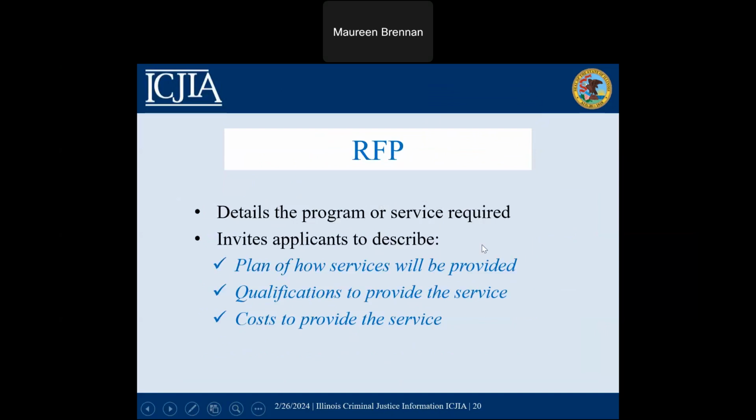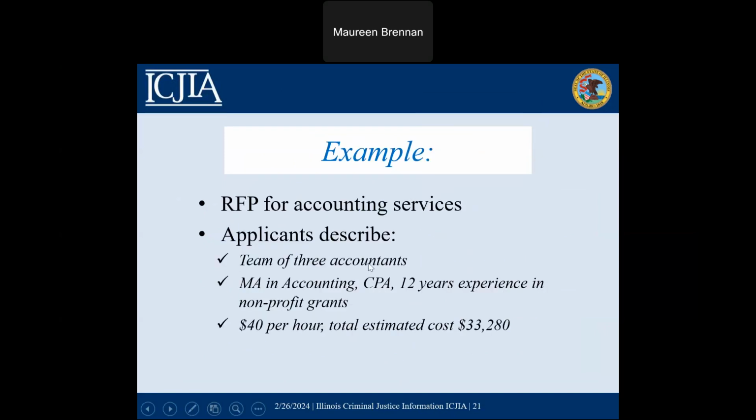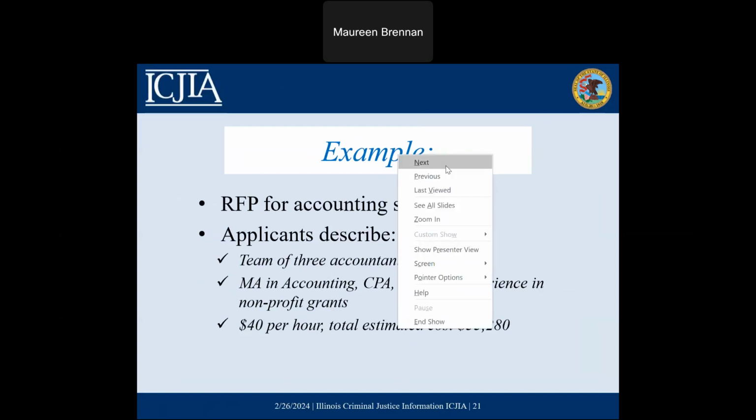In that RFP, we're going to be looking to see that it details the programs or services that are required and invites your applicants to describe their plan of how the services will be provided, the qualifications of the applicant agency to provide that service, and how much it's going to cost to provide that service. Let's see, if you're going to issue an RFP for accounting services, for instance, you would maybe say that you need a team of 3 accountants. You want them to have certain qualifications, and they're going to tell you how much they're going to charge on an hourly basis, and the total cost.